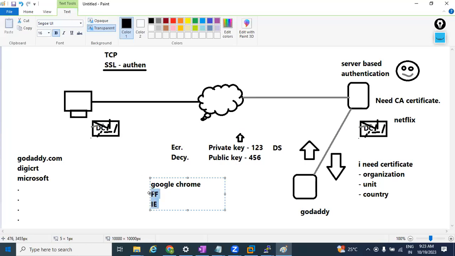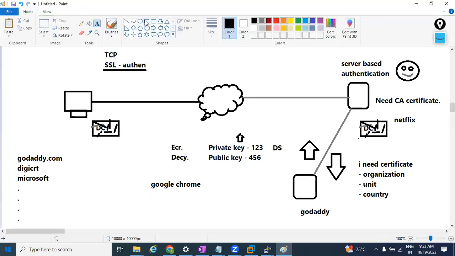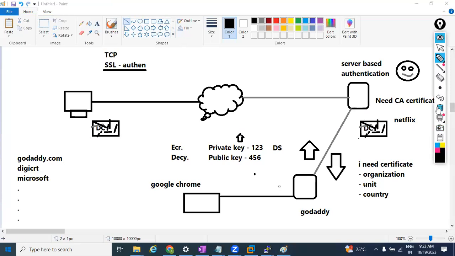So what it says is, I'll do one thing. Let's consider Google Chrome, the organization of Google Chrome. GoDaddy would contact Google Chrome: hey, I'm releasing certificates in the corporate market, and clients and companies, mainly Netflix and all, are buying them from me. So the problem is how I have to exchange their public keys.